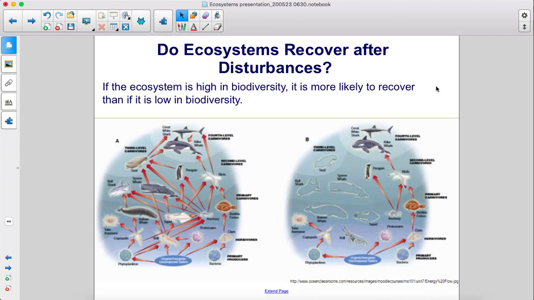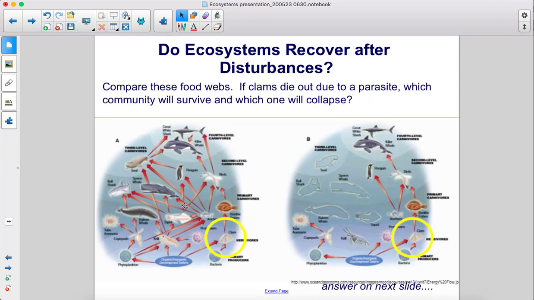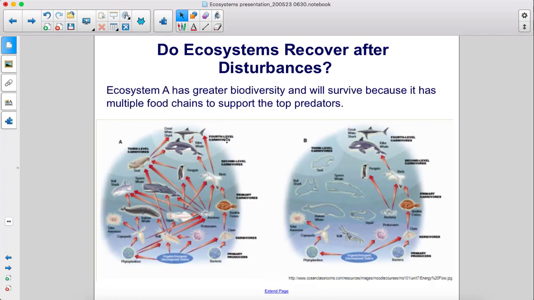If the ecosystem is high in biodiversity, it is more likely to recover than if it is low in biodiversity. Compare these food webs. If clams die out due to a parasite, which community will survive and which one will collapse? Ecosystem A has greater biodiversity and will survive because it has multiple food chains to support the top predators.